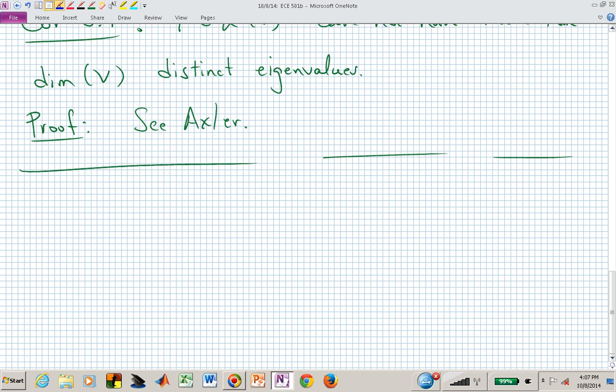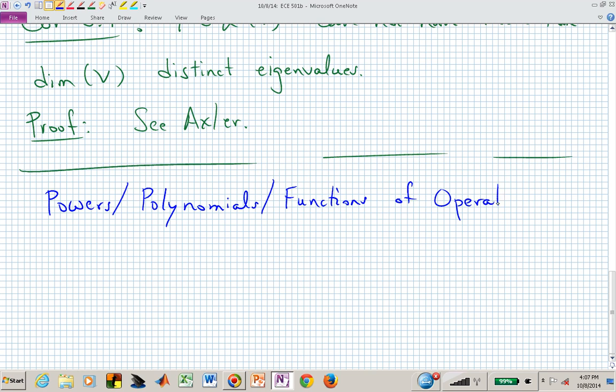Let's now look at another concept that we have available to us based on the fact that we are dealing with linear operators. And this is now powers, polynomials, and functions of operators.